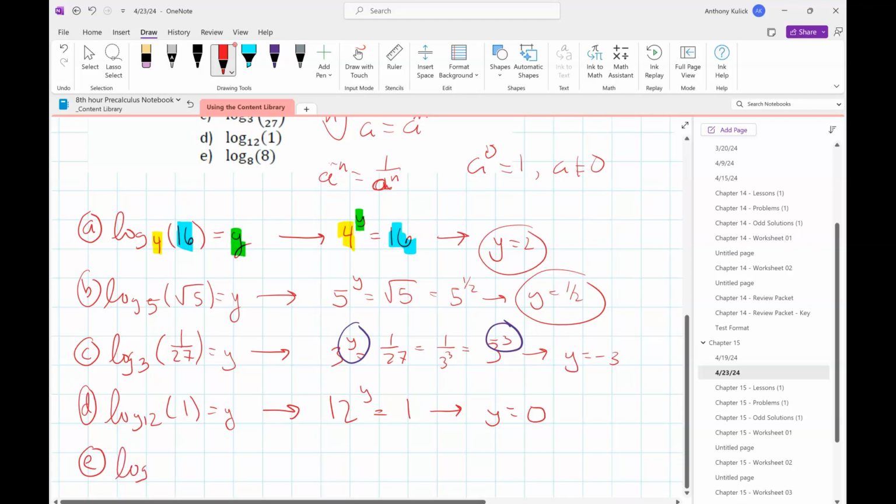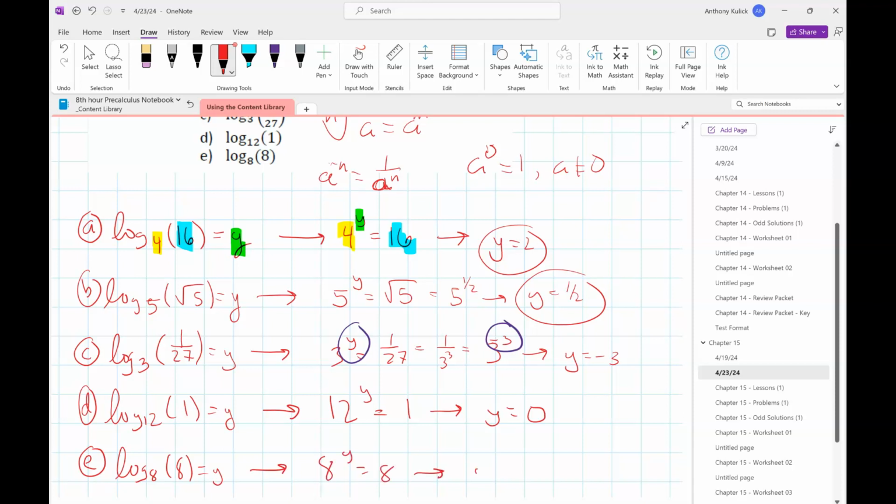E was log base 8 of 8. So again, I'll write that equal to y. That means 8 to the y is equal to 8. Well, what's y have to be then? This is the easiest one. 1, yeah, good job.